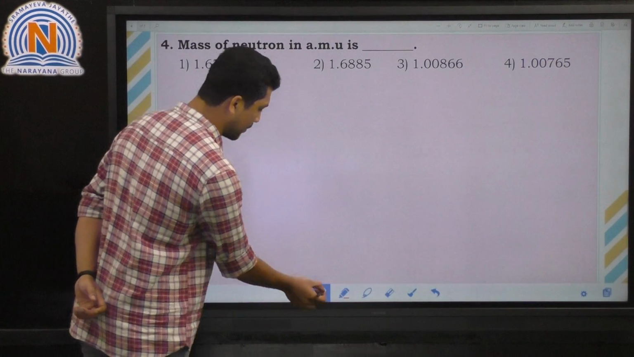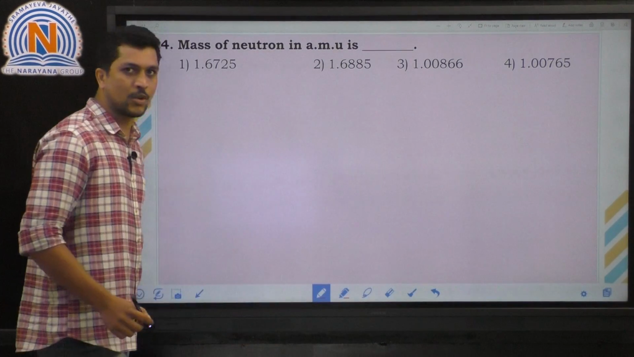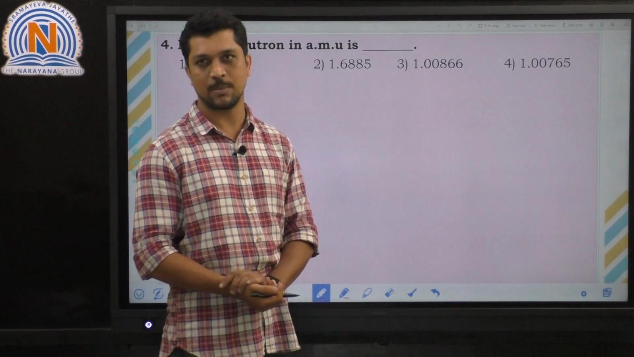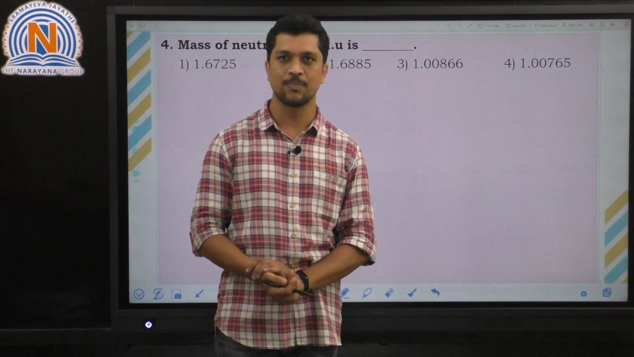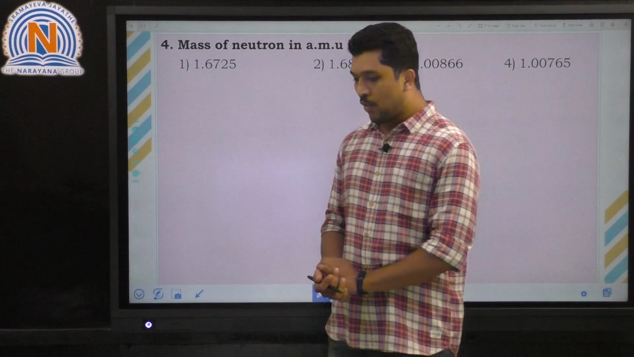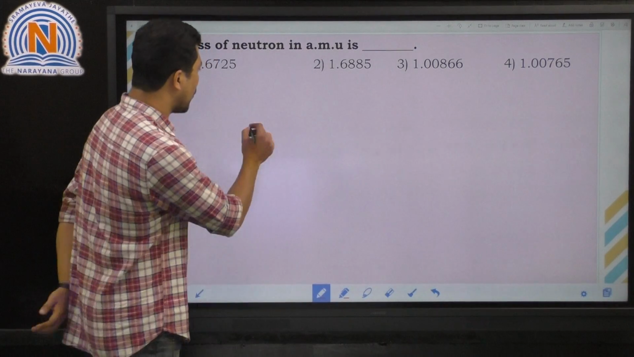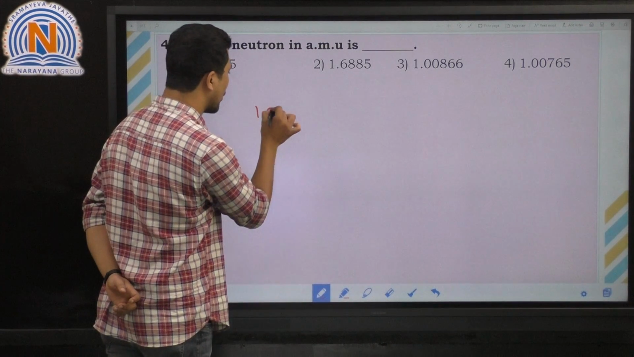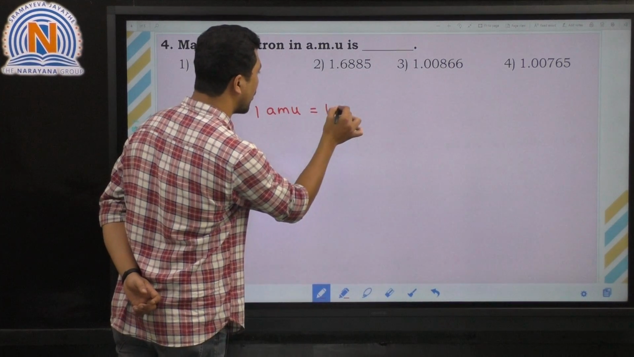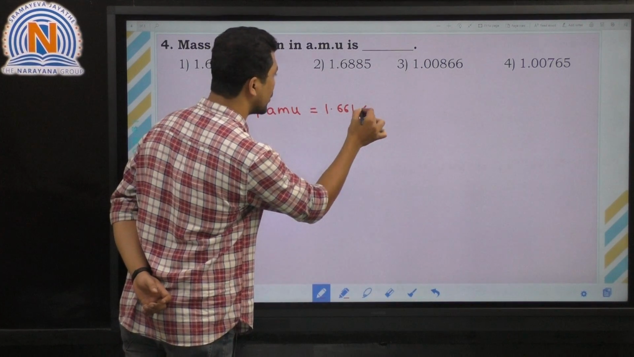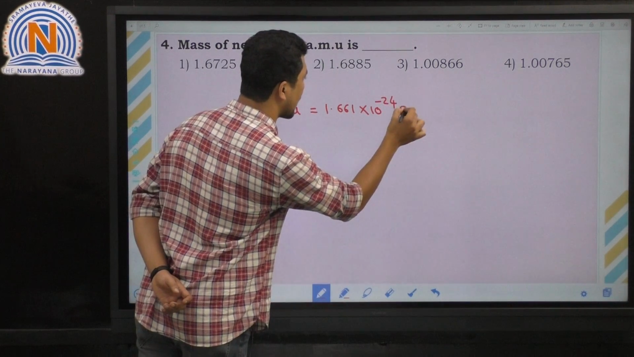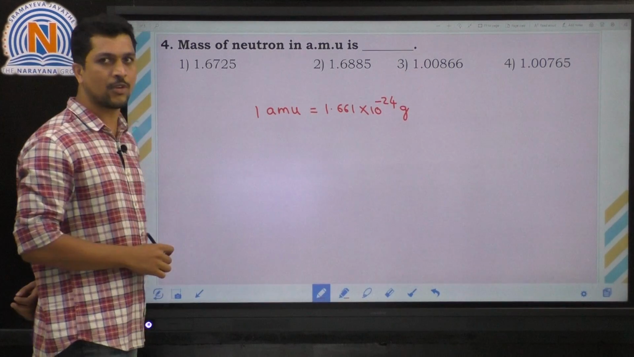Here the fourth question. The question is mass of neutron in atomic mass unit. Mass of neutron in atomic mass unit, right? So one atomic mass unit, 1 AMU, is equal to 1.661 into 10 power minus 24 grams.